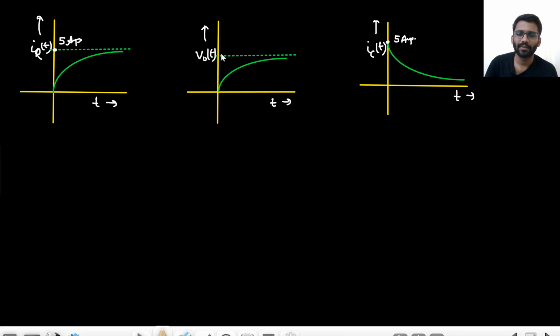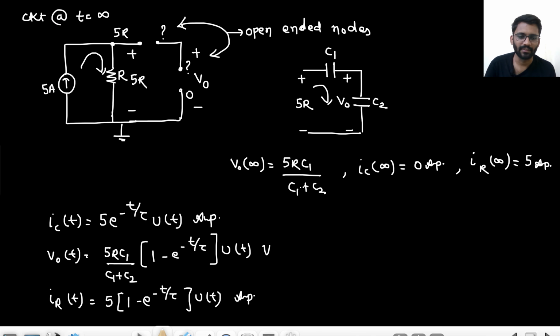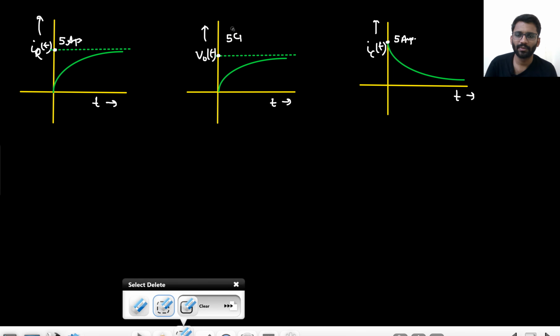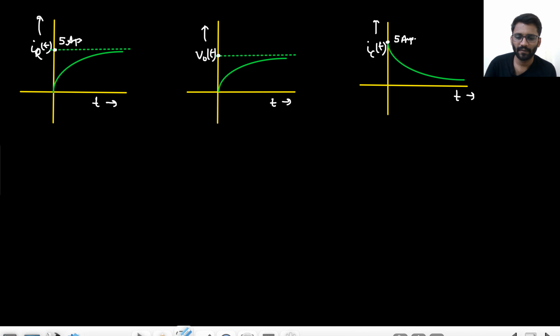The value is 5R C1 upon C1 plus C2. Okay, so these are the graphs.